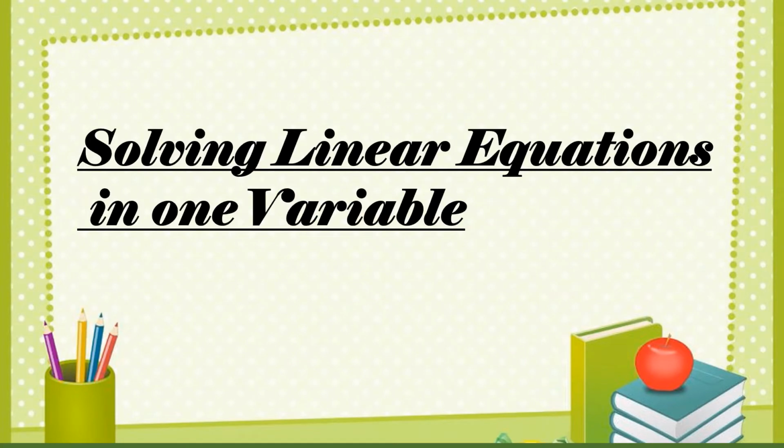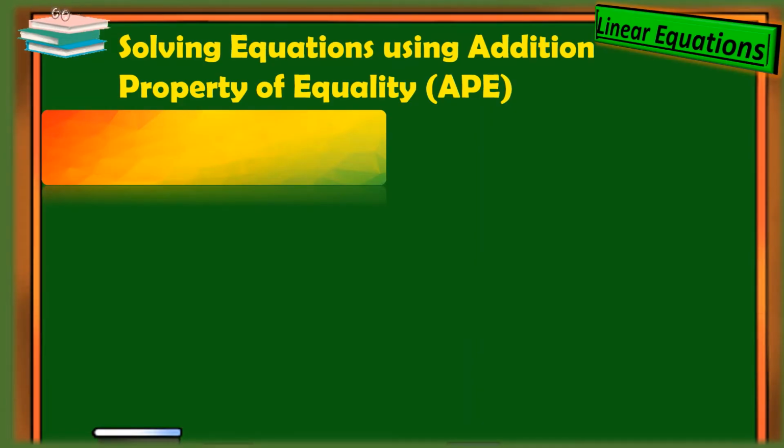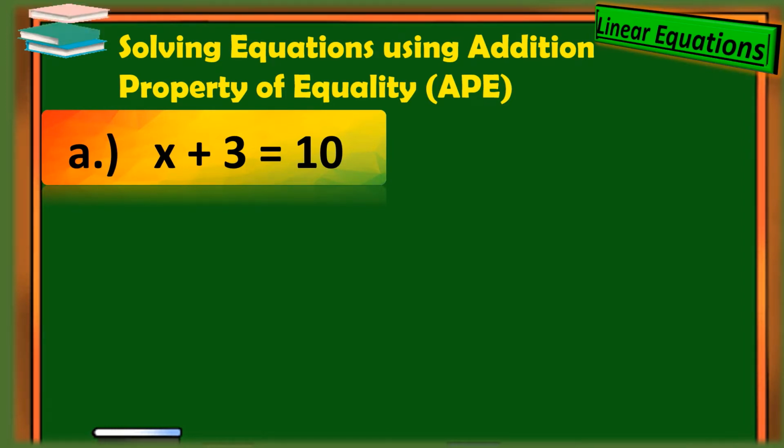So this time, let us move on to solving linear equations in one variable. First is solving equations using the addition property of equality or the APE. So our first example is x plus 3 is equal to 10. Hahanapin na daw natin si x. Ma'am, bakit ba laging hinahanap si x sa math? So ito na yung una nating paghahanap kay x.